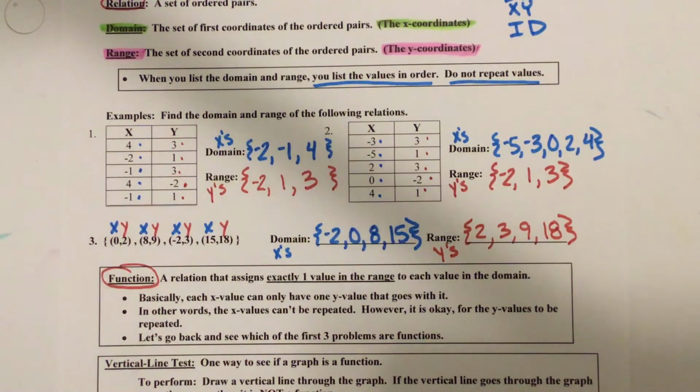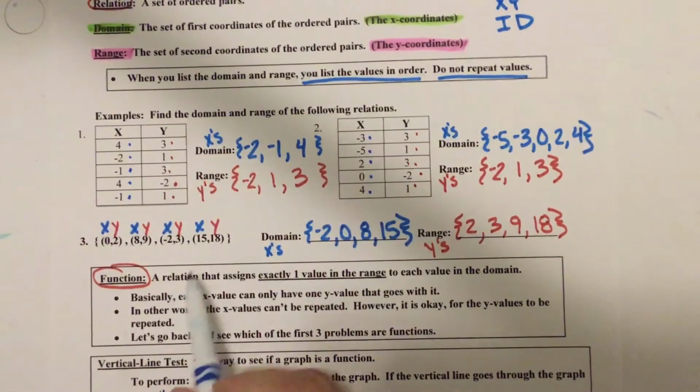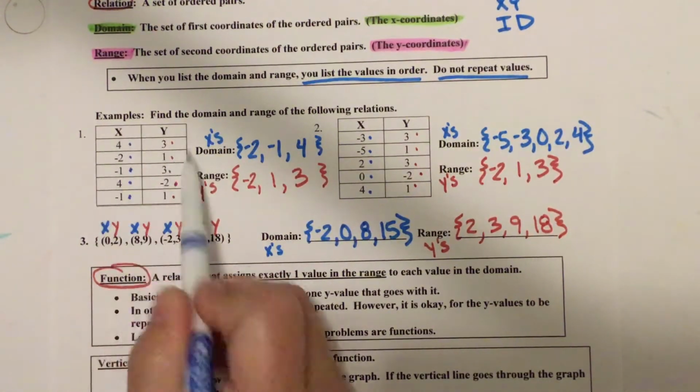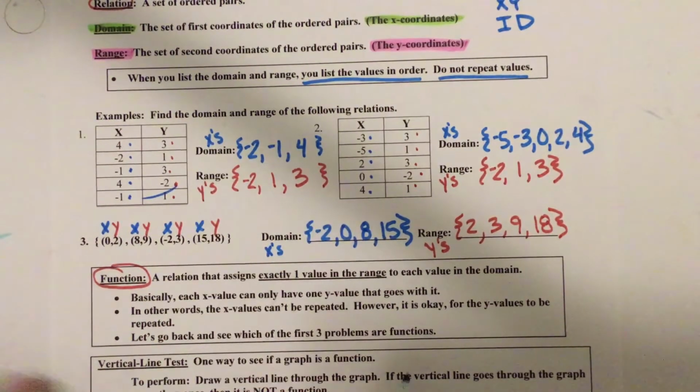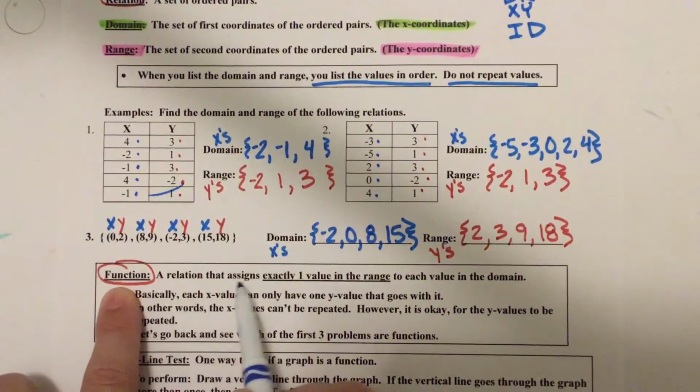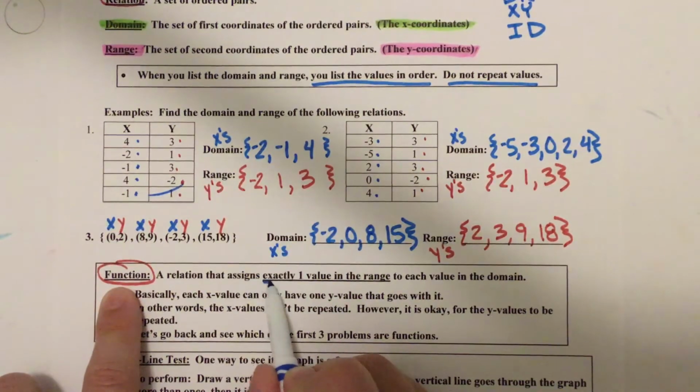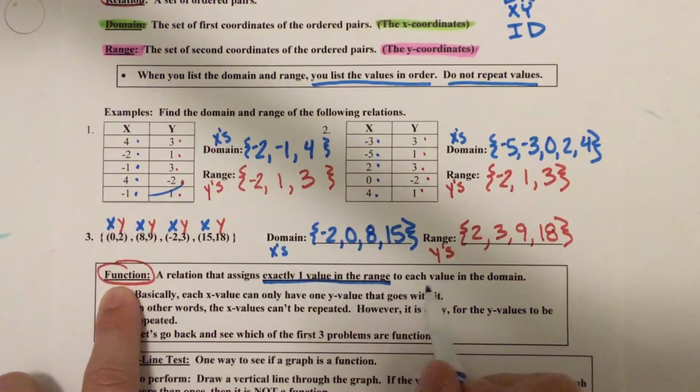Okay, this next little box tells us what a function is. And I have written it out in several different ways. And depending how I'm presented the information depends on which way I think about it. So the first definition says, a function is a relation, and remember, a relation is just any set of ordered pairs. So this is a relation, this is a relation. Any set of ordered pairs is a relation. So a function is a relation that assigns exactly one value in the range to each value in the domain.